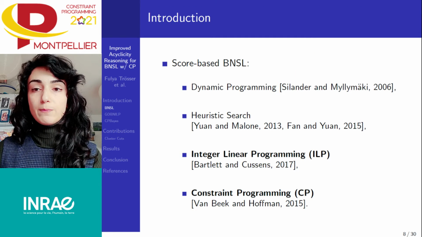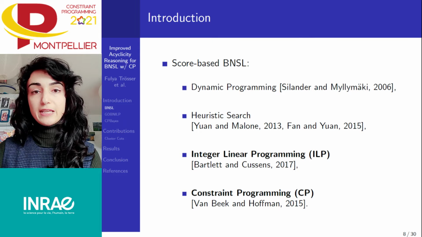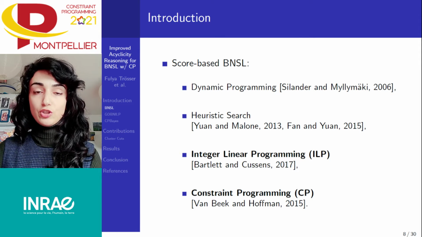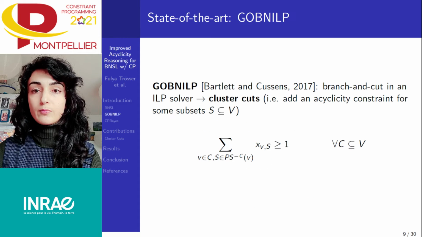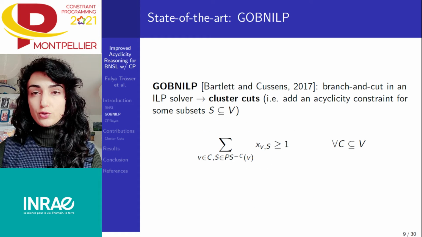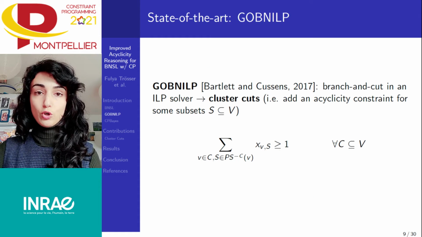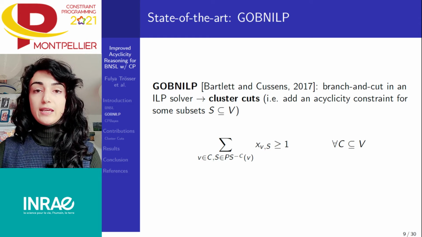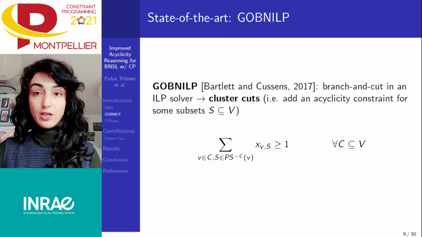There have been various methods developed for score-based BNSL, including dynamic programming, heuristic search, mixed integer linear programming, and constraint programming. Here we are mainly interested in the latter two. One of the two state-of-the-art solvers for BNSL is called Gopnilp, and it is based on mixed integer linear programming. It does branching cut using cluster cuts.